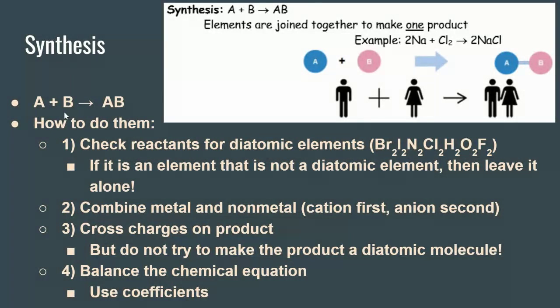Then you combine the metal and the nonmetal. Remember, always write the cation first and the anion second. Then you cross charges but just keep in mind, don't try to make the product a diatomic molecule. It's not. There are not going to be any diatomic molecules if you have 2 different elements bonded together. Just leave them bonded together. So you cross your charges on your product, and then you balance your chemical equation using coefficients. You can see an example is here with sodium and chlorine, and you can see it's like 2 individuals get together to make a couple.